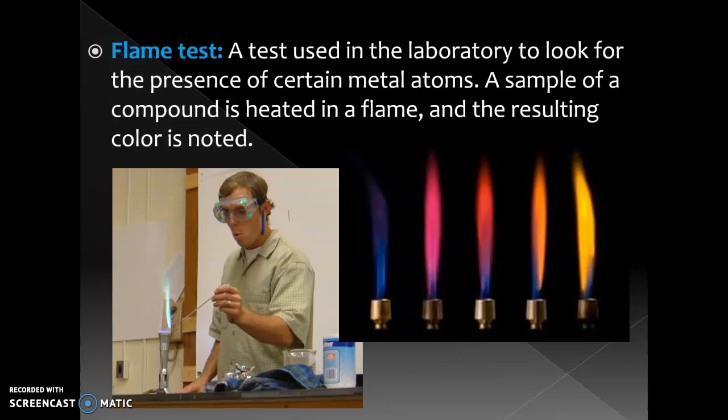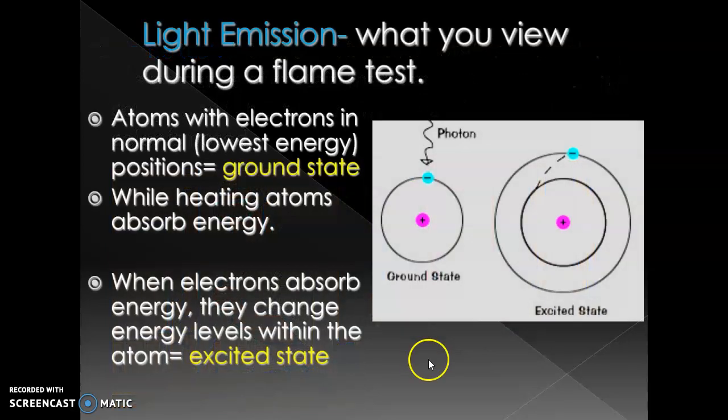As you can see from the description on this slide, a flame test is a test used in the lab to look for the presence of certain metal atoms. Remember, metals are on the left of the periodic table, so we're testing for certain metal atoms. The sample is a compound, so it has a positive atom and a negative atom in it, forming a compound or a salt, and these are going to be tested in the flame. They bring characteristic colors. So here's what you need to know about that.